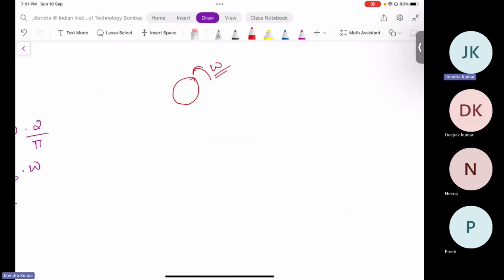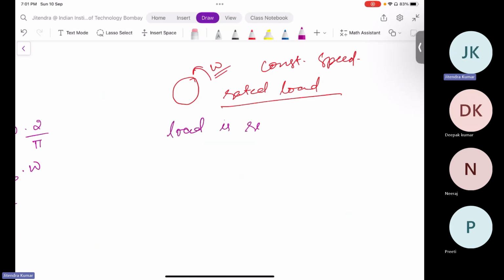At a steady state, let us assume it was at rated load, constant speed and rated load. Now you suddenly remove the load. Now what is happening? Load is removed. You just have to let me know whether omega will reduce or increase.